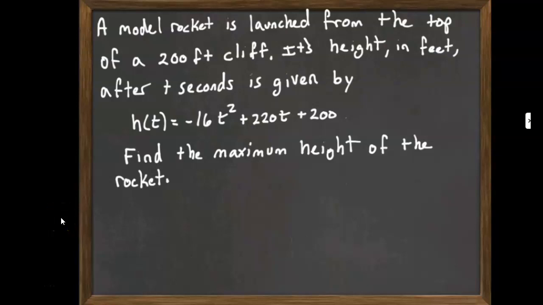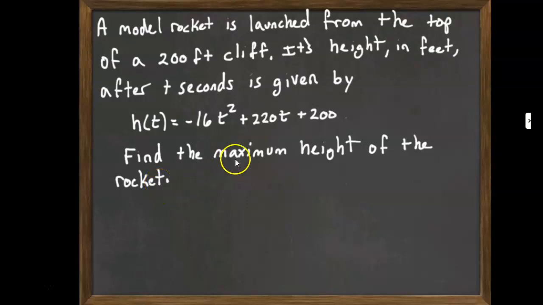Okay, in this problem here, we are launching a model rocket. We're up on a cliff, and we know its height is given by the formula h(t) = -16t² + 220t + 200, where t is the time in seconds and the height is given in feet. Our task here is to find the maximum height of the rocket.